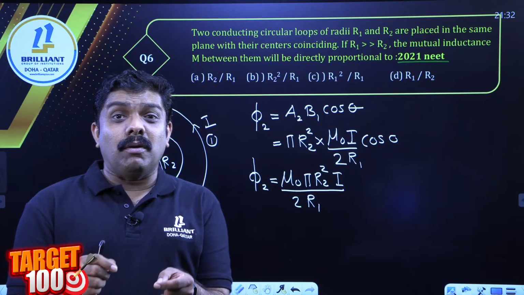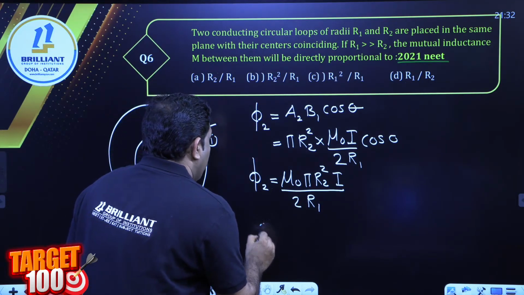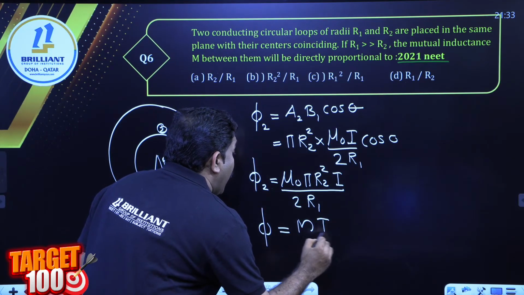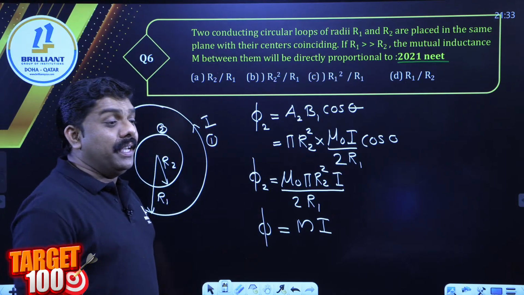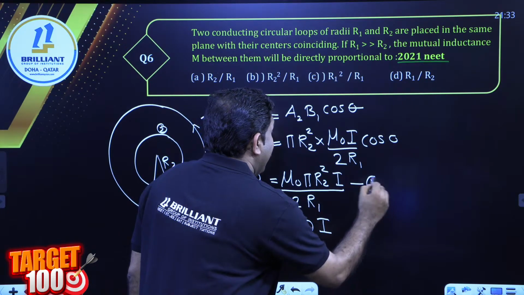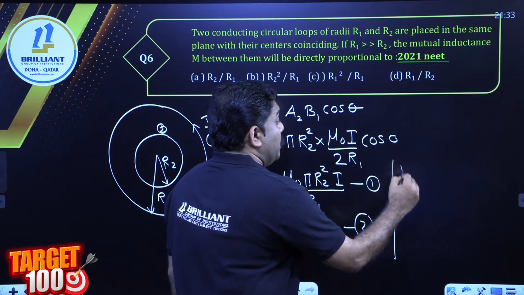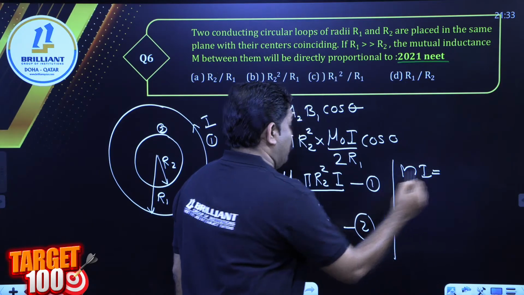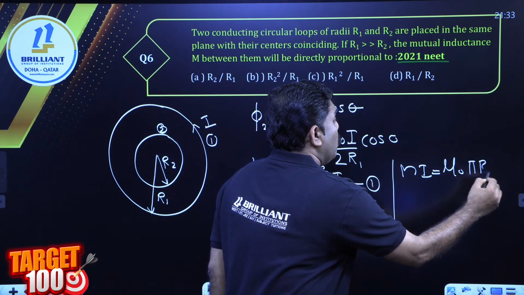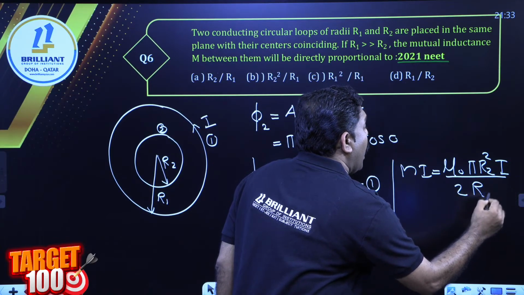Flux linked with the coil has an equation in terms of mutual induction. What is the formula? Flux linked phi is equal to M I. So I can write this equation and compare with the previous one. I'm getting the formula, that is M I is equal to mu naught pi R2 square I divided by 2 R1.